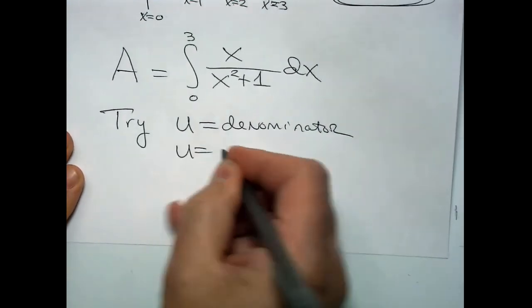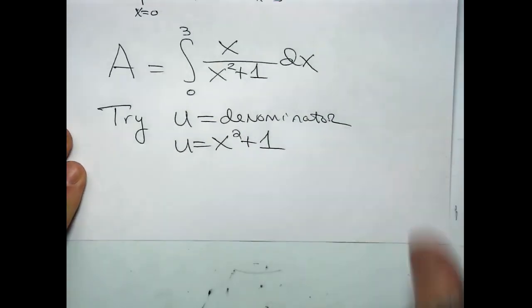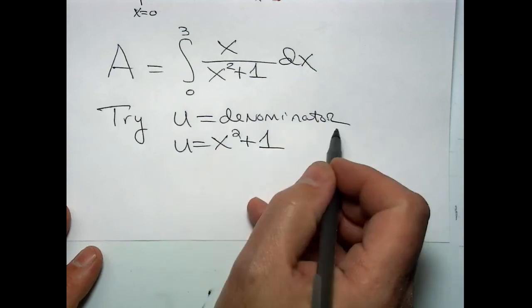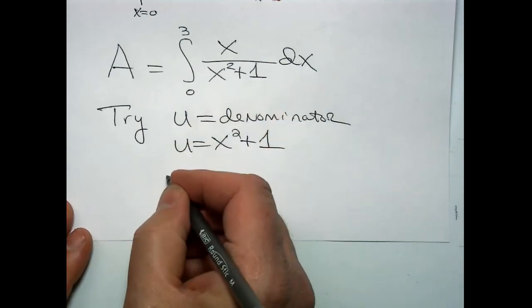U equals denominator would be u equals x squared plus 1. And I say try because it might not work. If you pick the wrong u and it doesn't work, don't force it to work. Try a different u. But this is an excellent guideline, u equals denominator. So u equals denominator, autopilot.